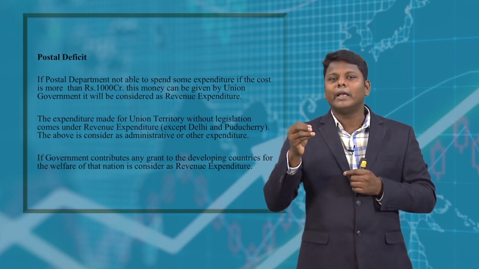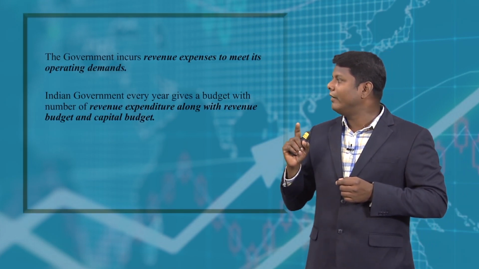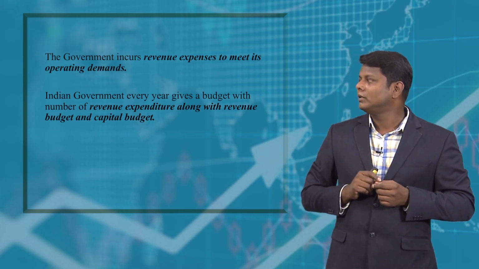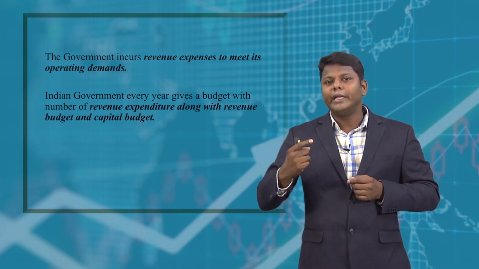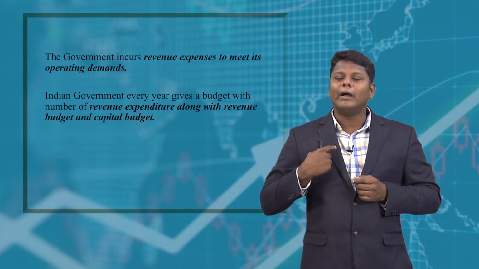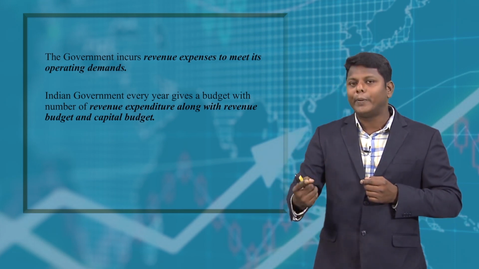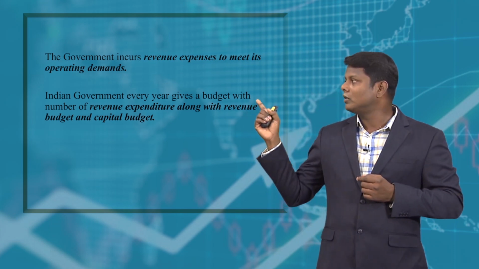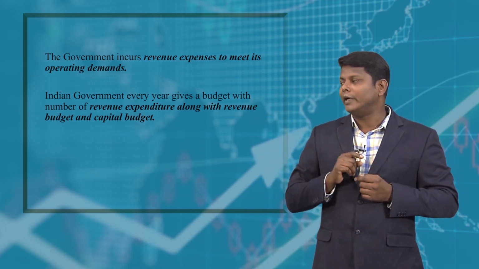So, this is considered as a revenue expenditure for the government of India. The government incurs revenue expenses to meet its operating demands. See, in order to meet the operating demands, the Government of India, the union government, will spend money. This also comes under revenue expenditure.